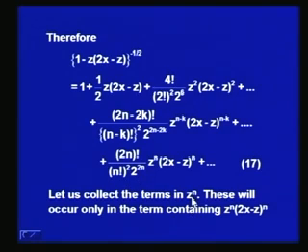Let us collect the terms in z to the power n in this expansion. Now the terms in z to the power n will occur only in the term containing z to the power n into 2x minus z to the power n and the previous terms, because after this term we will have the power of z as n plus 1 and the power of 2x minus z as n plus 1. So the least power of z will be n plus 1. So the coefficients of z to the power n will occur only in the term containing z to the power n into 2x minus z to the power n and the previous terms.